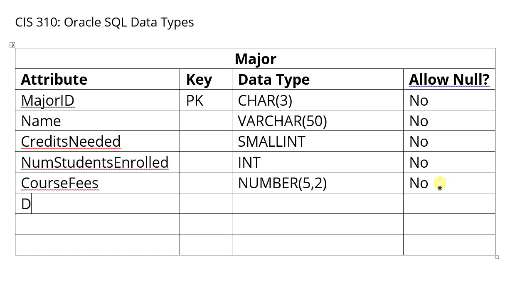Next, if we wanted a date field in here, maybe the date the major was first offered at the university. And that could be a date field here. And we won't allow null values there. And nothing needs to go after the parentheses. The date data type in Oracle can store both dates and times. If you don't put a time in there, then it just defaults to 12 a.m., midnight.